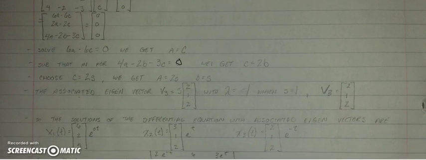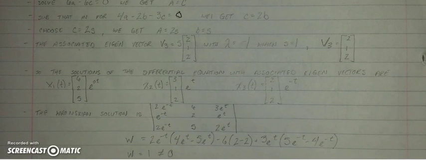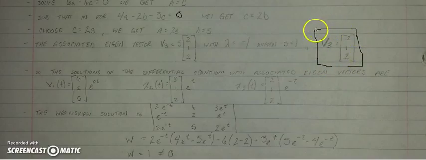So the associated eigenvector 3 is S times this matrix when the eigenvalue is -1 and S equals 1. So the value of our third vector is this. So the solutions of the differential equations with the associated eigenvectors are these guys right here. So then we have our first vector, second vector, and third vector.